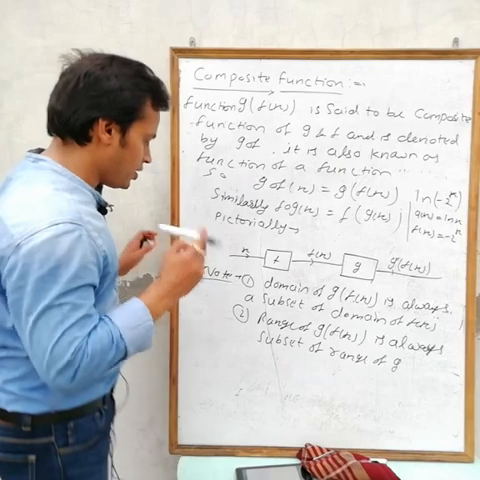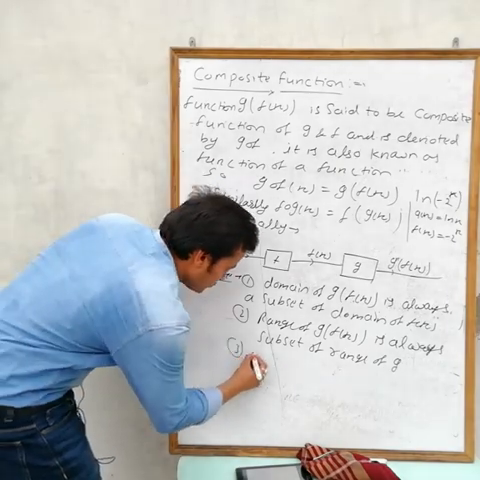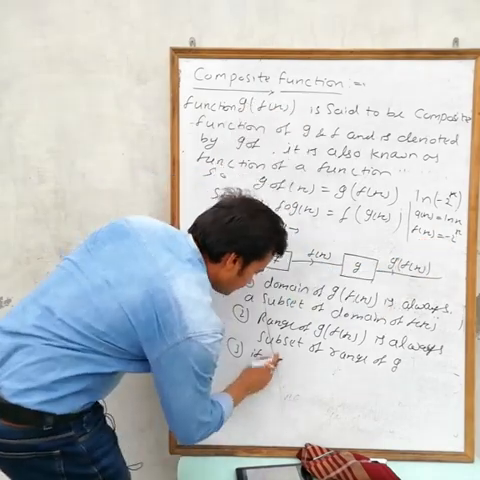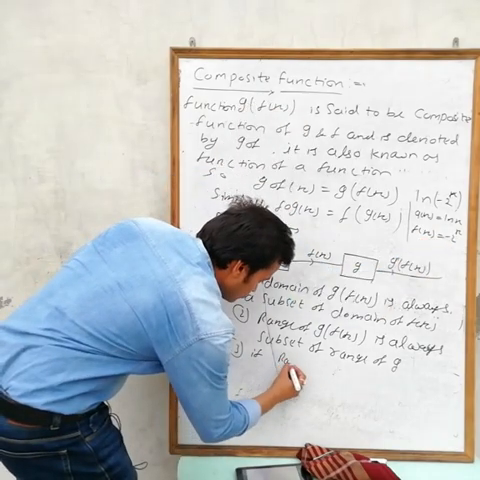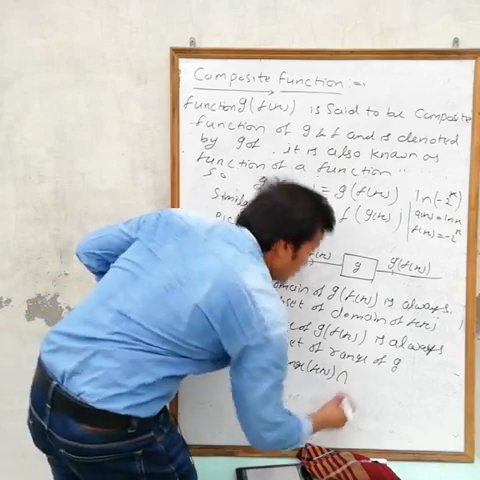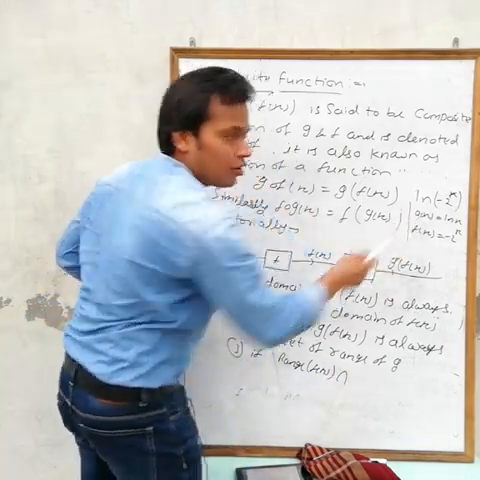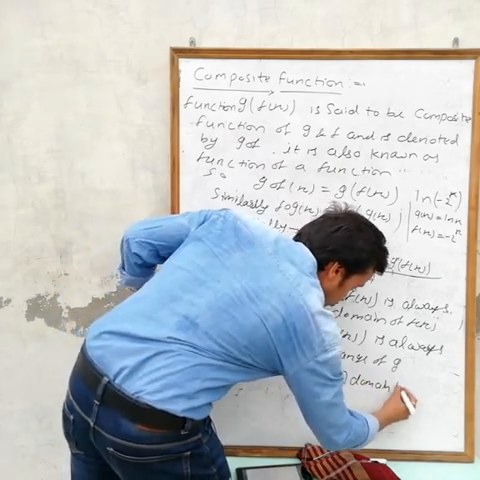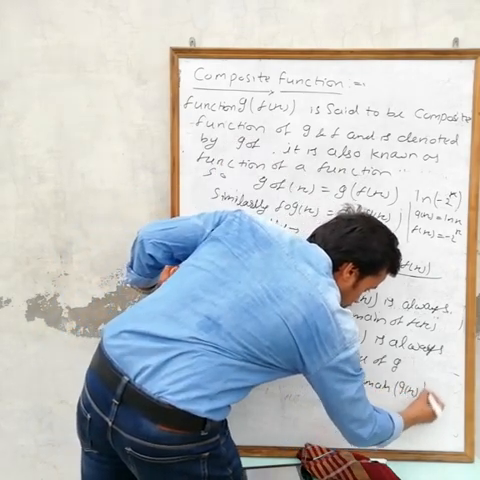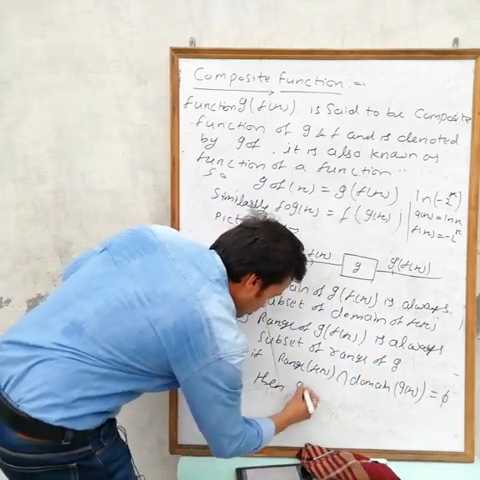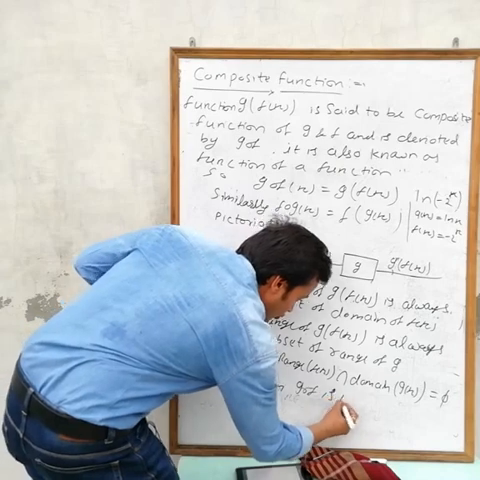Okay, so I am writing this one. If range of f(x) intersection domain of g(x) is equal to phi, then the composite is not defined.